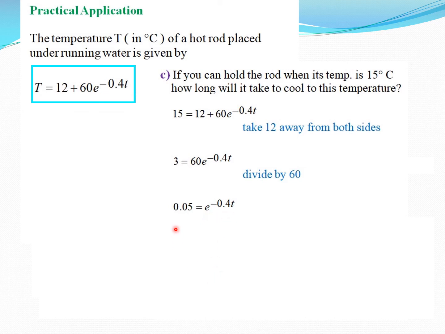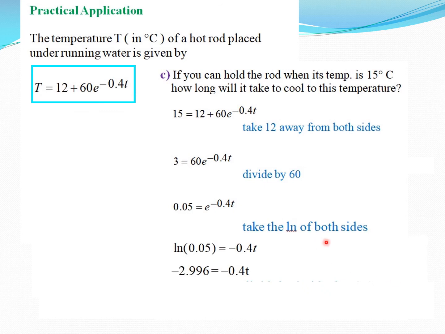And now in the next step, it's like solving the logarithmic equation that we had a few minutes ago. We'll take the ln of both sides, and the ln will cancel out the e on the right hand side this time. So taking the ln of both sides, the ln of 0.05 equals the power there, minus 0.4 t. The ln is minus 2.996 equals minus 0.4 t. And now dividing both sides by minus 0.4, minus gives a plus. And effectively, t is equal to 7.49 minutes.